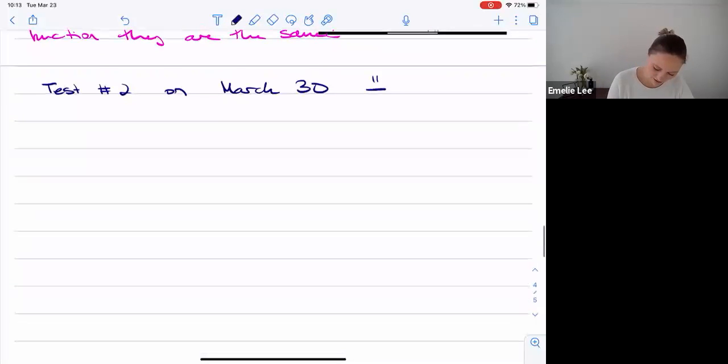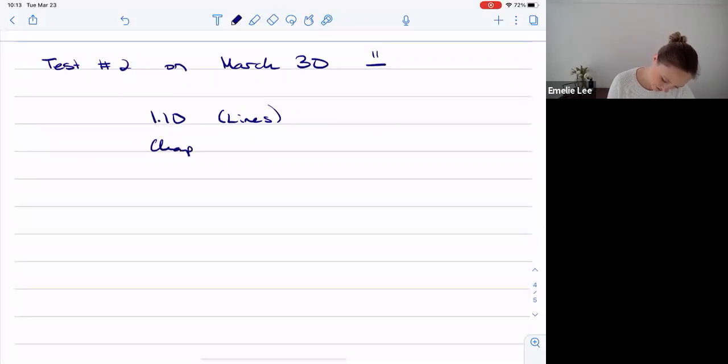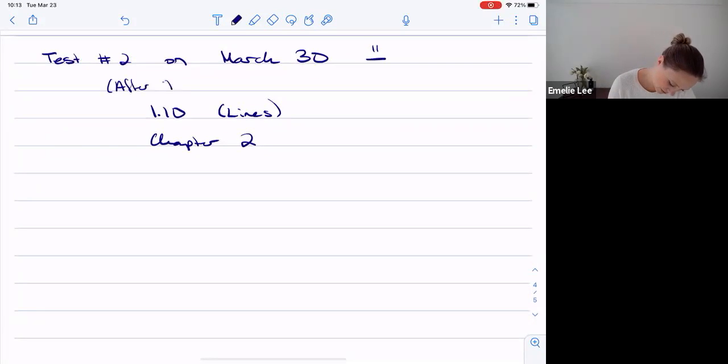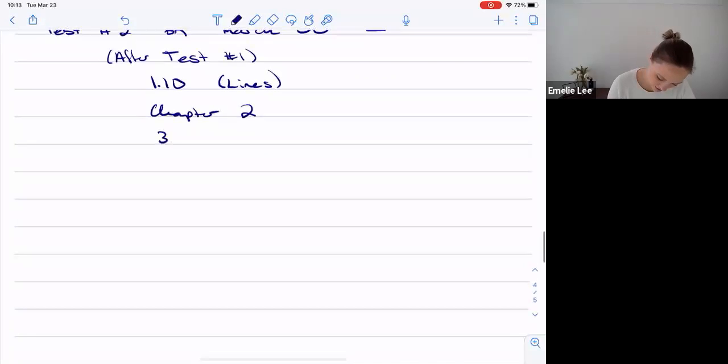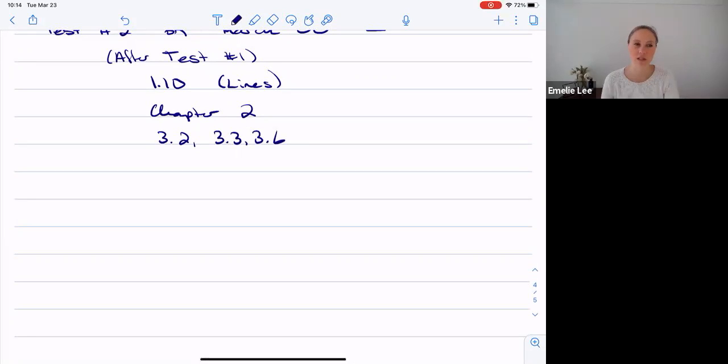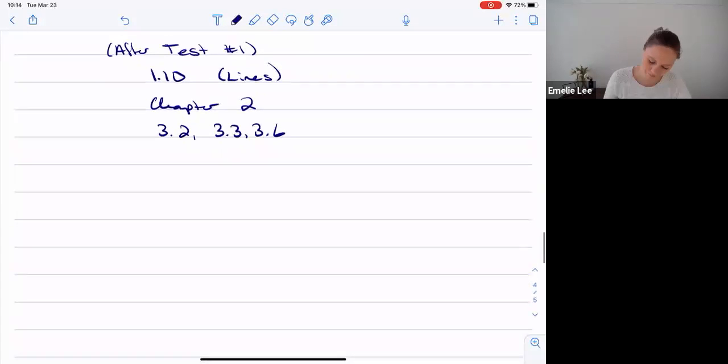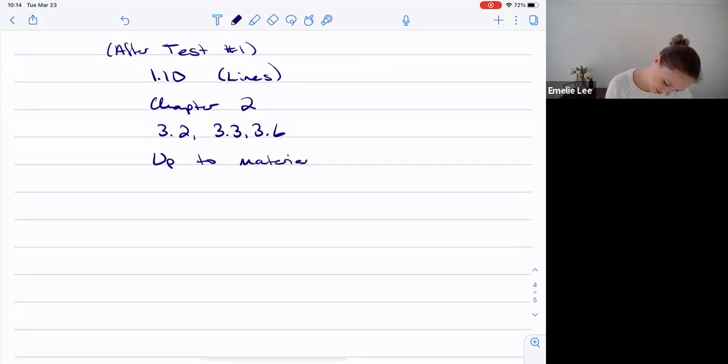And it's going to cover 1.10, which is on lines, and then chapter 2. And I will say after test number 1, chapter 2, and then 3.2, 3.3, and 3.6, which is what we just did today. So I'm calling it chapter 3. And then up to material covered by the end of Thursday this week.